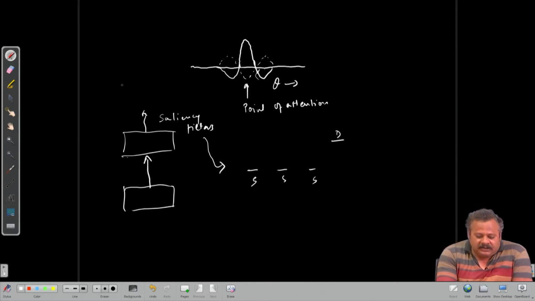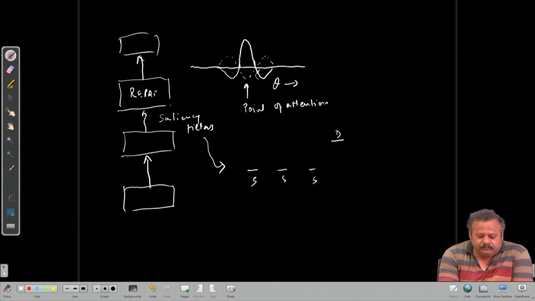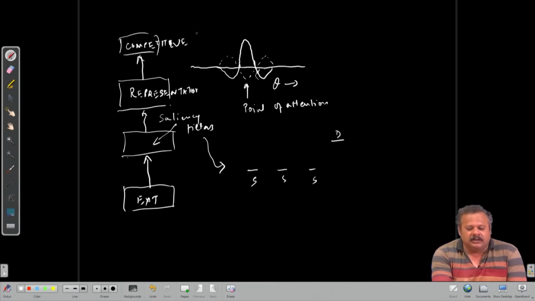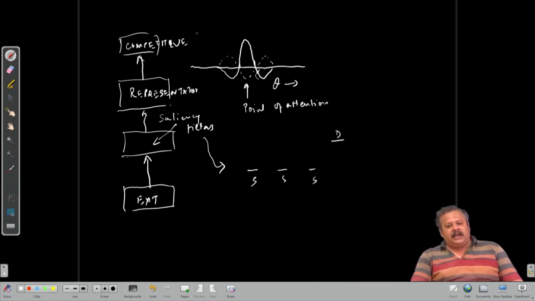So, from this there is some representation that is formed in the brain. Then from there is some competitive selection. So, this is neural representation. This is external world. This is saliency filters. This is competitive selection. That is, there are multiple stimuli that are vying for our attention.